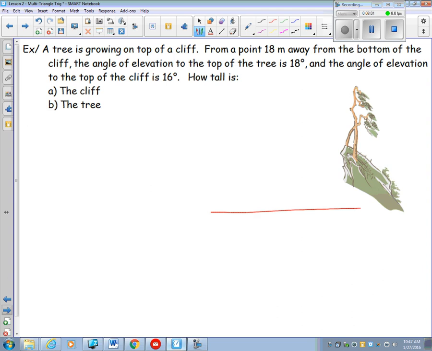There's the bottom of the cliff, right, like that. There's my tree going up like this. Okay, from a point 18 meters away, and that's right angled, the angle of elevation at the top of the tree is 18.